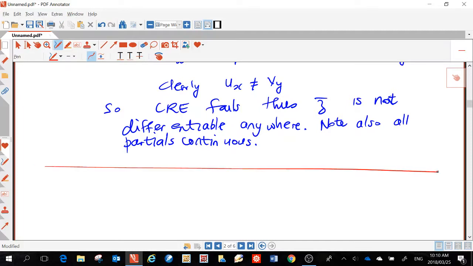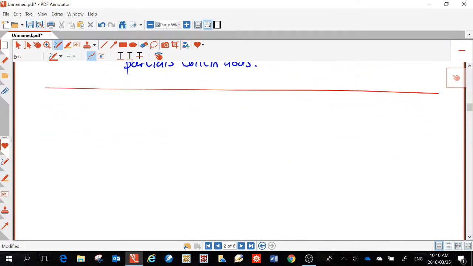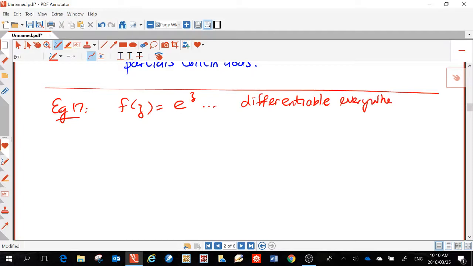Let's take another example now. Let's take the famous f of z equals e to the z. Differentiable everywhere. In ordinary calculus, you know e to the x is differentiable everywhere, and the derivative is e to the x again. So does that happen in complex functions as well? Let's investigate that very carefully. So this time f of z equals e to the z, and z is x plus iy.